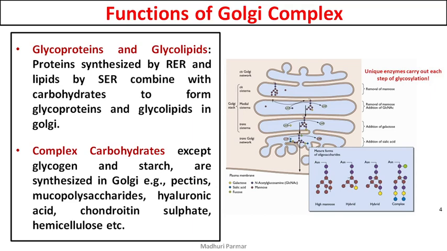Hyaluronic acid is secreted by Golgi. Then chondroitin sulfate is present in your joints, in your cartilages, in your ear, in your nose, wherever there is cartilage. All those places have chondroitin sulfate. Hemicellulose, again, we had discussed in cell wall. So all of these are nothing but complex carbohydrates, and they are all synthesized inside the Golgi complex.